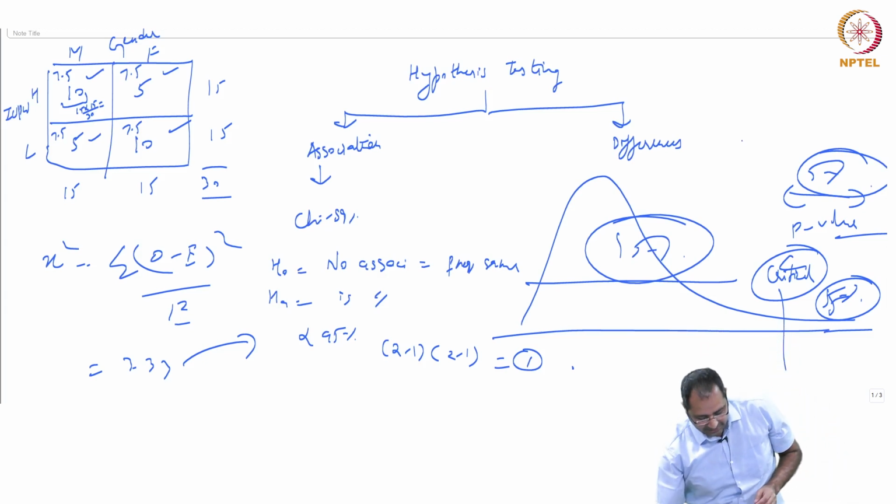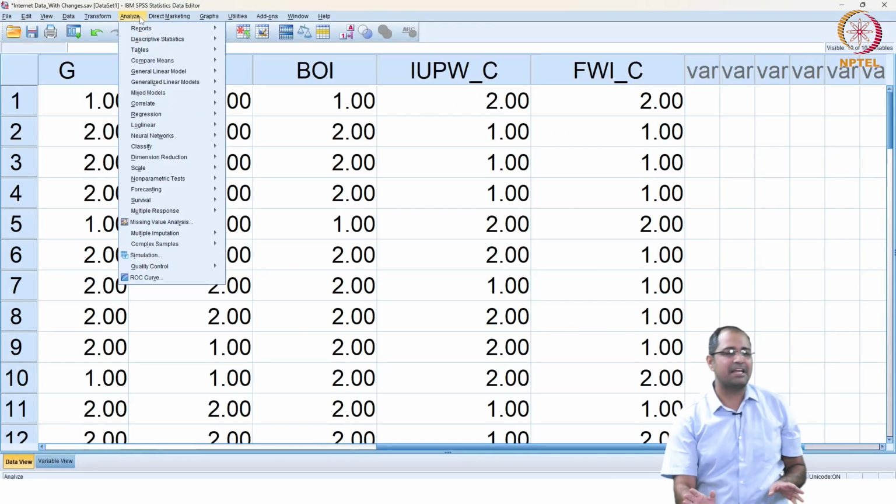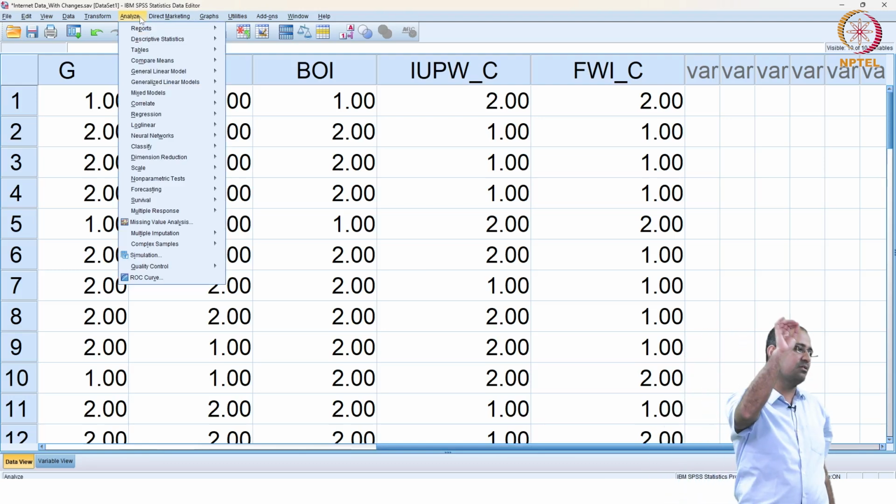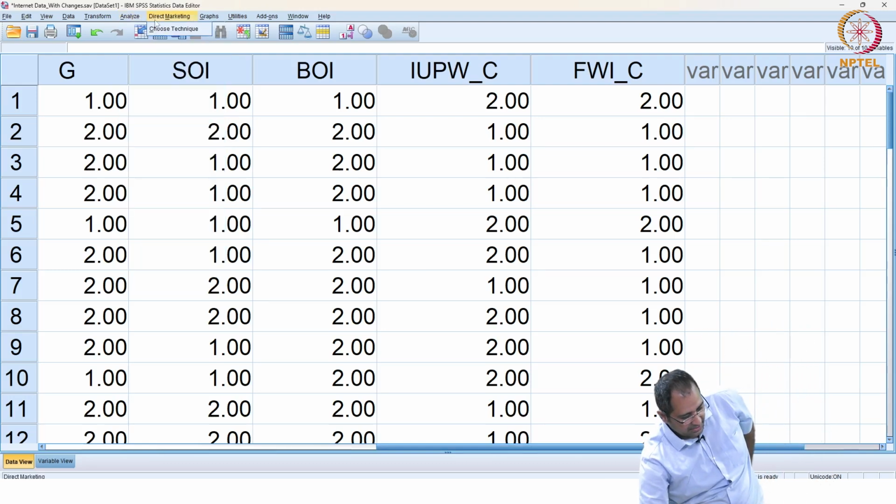So we will do the chi-square test now, and go to Analyze. It's the same: go to Crosstabs, and now we have to click on Statistics and analyze.